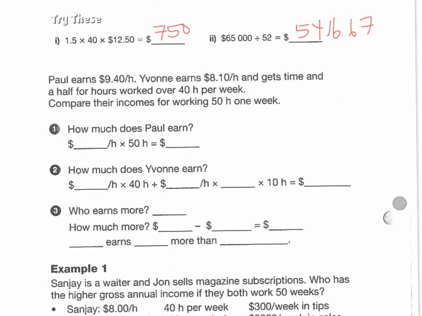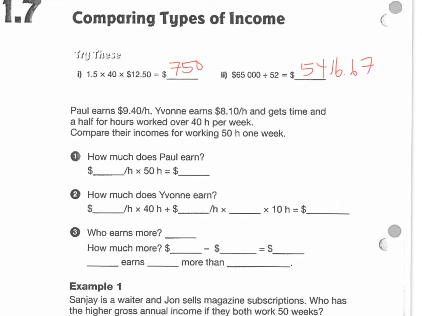So in this lesson, you're going to compare types of income. We've talked about piecework, commission, base salary, all those types of things. Here you might get a couple different situations, and you might have to pick the better option. In the first one, Paul earns $9.40 an hour. Yvonne earns $8.10 per hour and gets time and a half for hours worked over 40 hours per week. Compare their incomes for working 50 hours in 1 week.